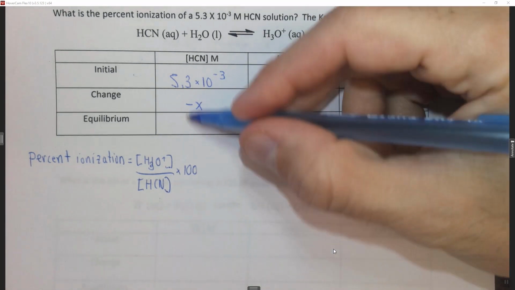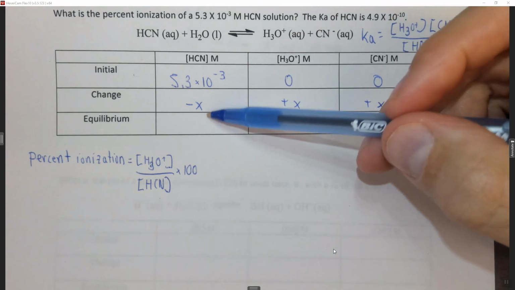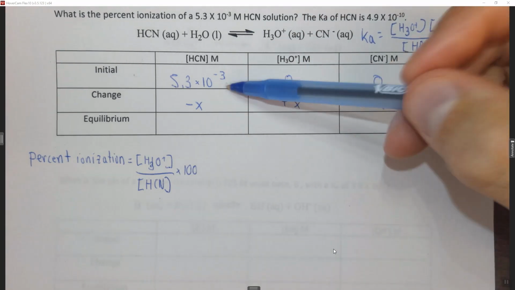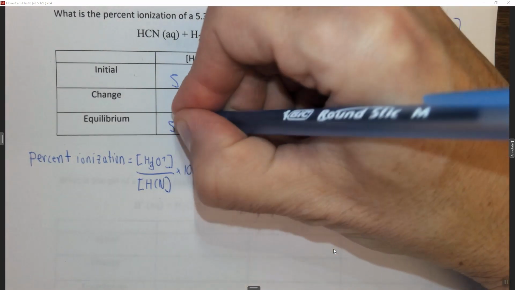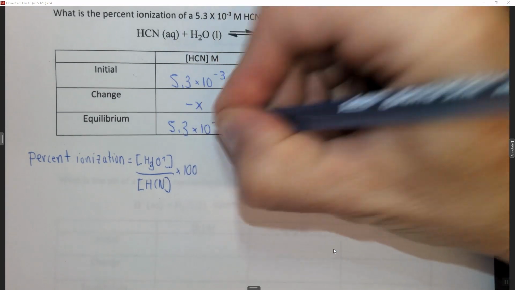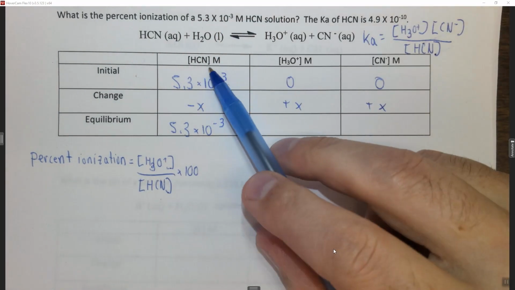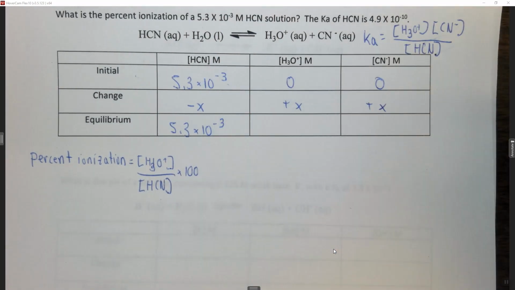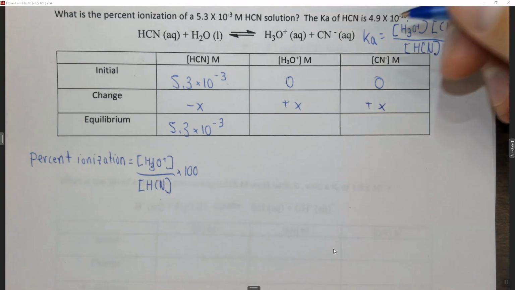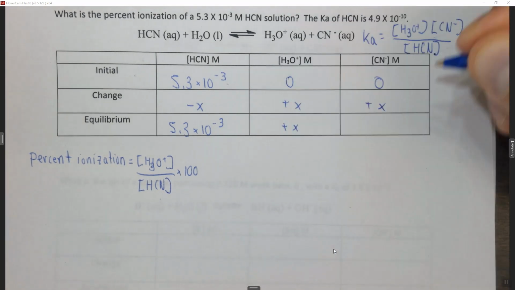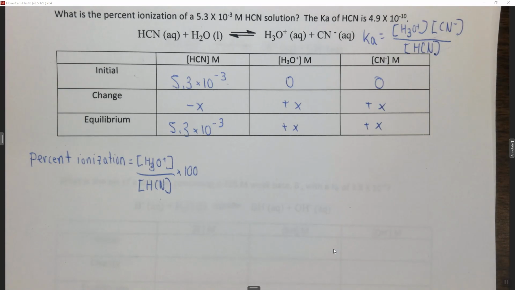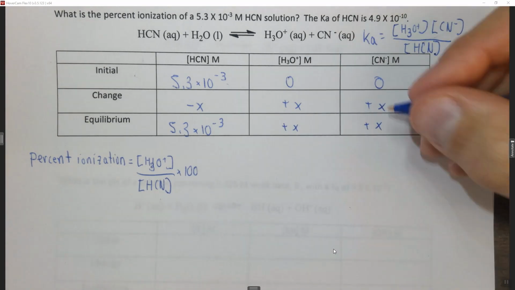We're going to go ahead and ignore this X, although we could check at the end that it's less than 5% or 10% of this, and we're going to get 5.3 times 10 to the minus 3 as the equilibrium concentration of HCN, because this X is going to be very small. Again, you could check it, and if it's not very small, you could use the quadratic equation. We're going to gain X amount of this, and X amount of this. Now we can plug into the Ka expression.